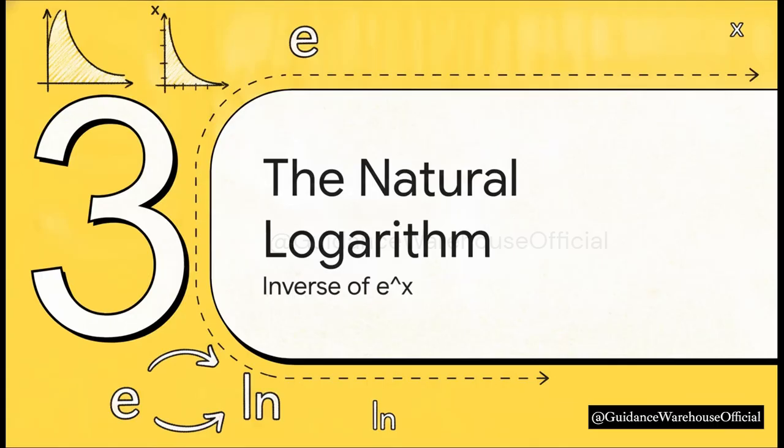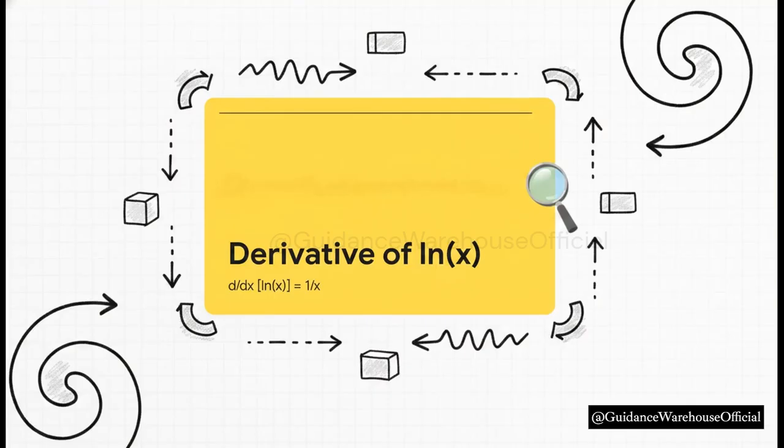All right, now that we've got the basic idea of the exponential function locked down, let's flip the script. Section 3, the natural logarithm. This is the direct mathematical inverse of e to the x. The derivative of the natural log of x, written as ln x, is beautifully simple. It's just 1 over x.